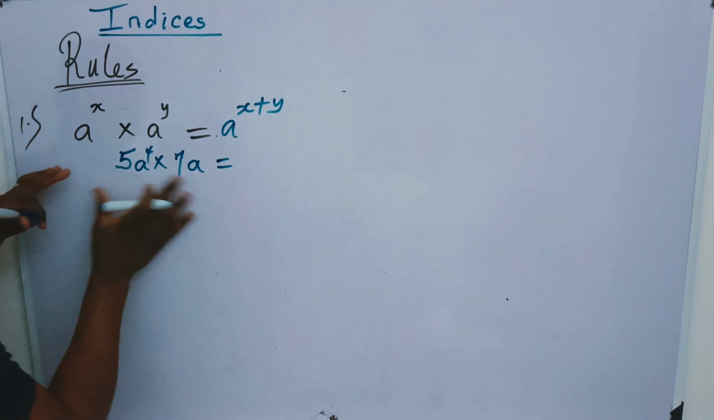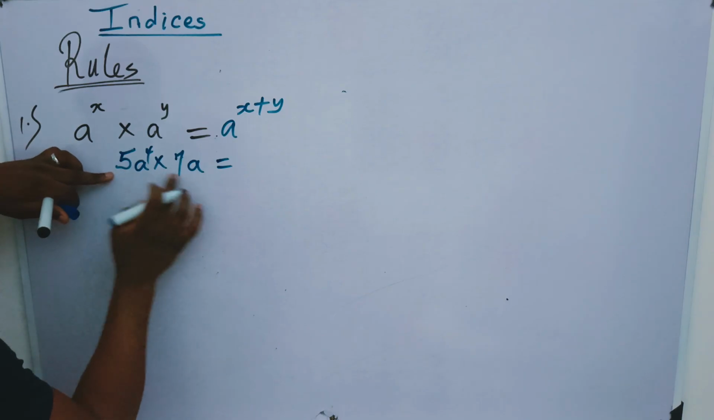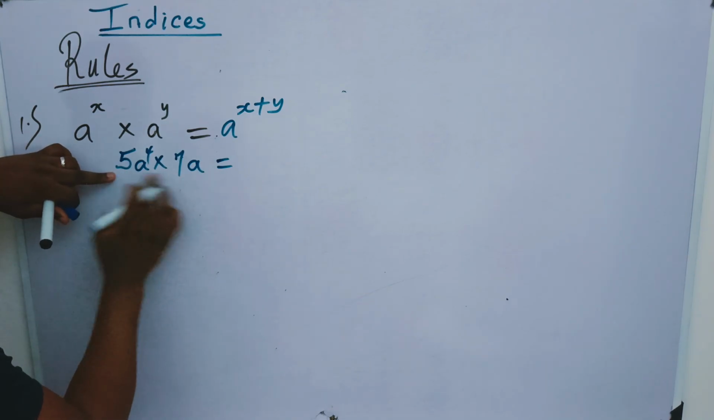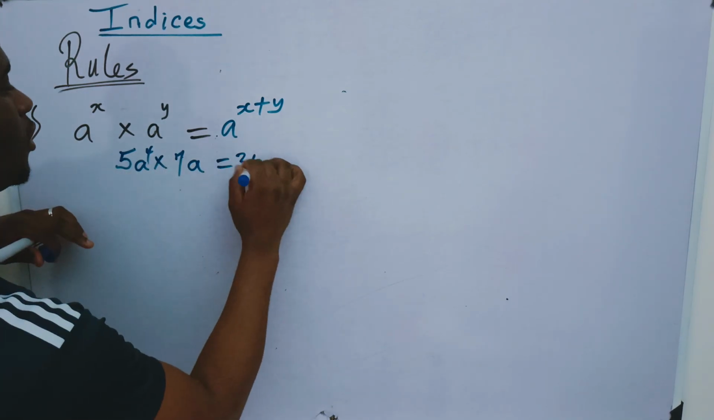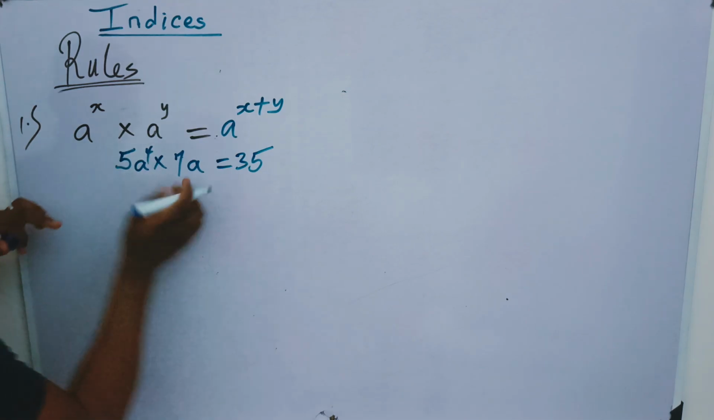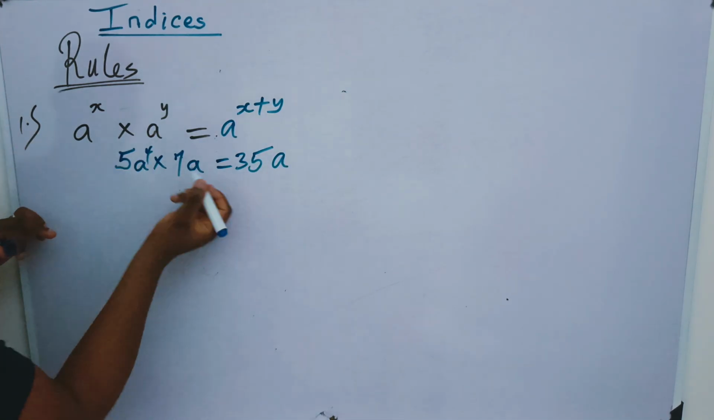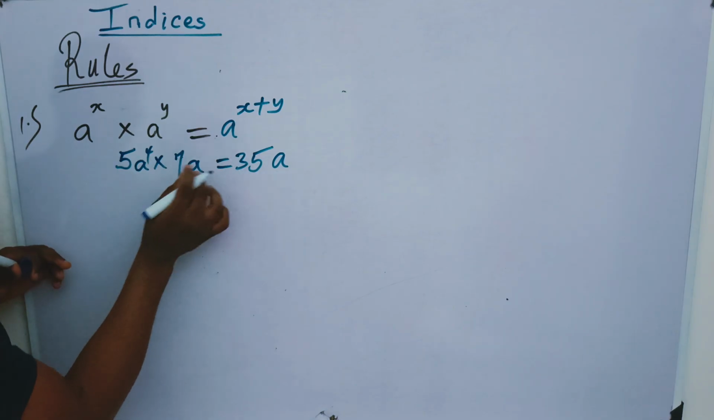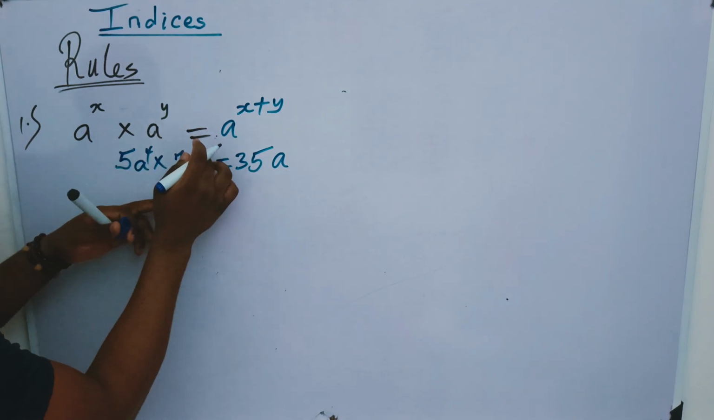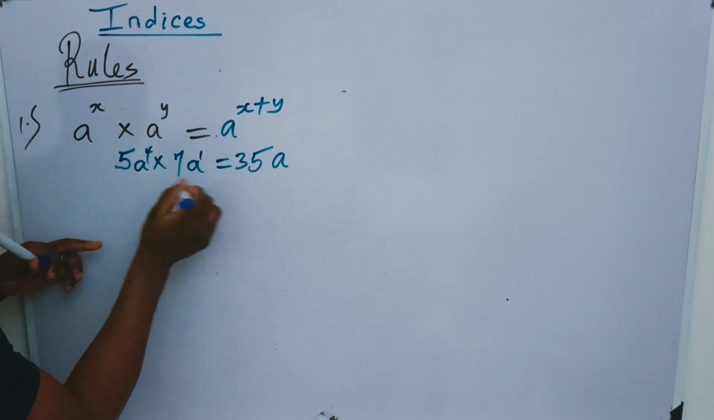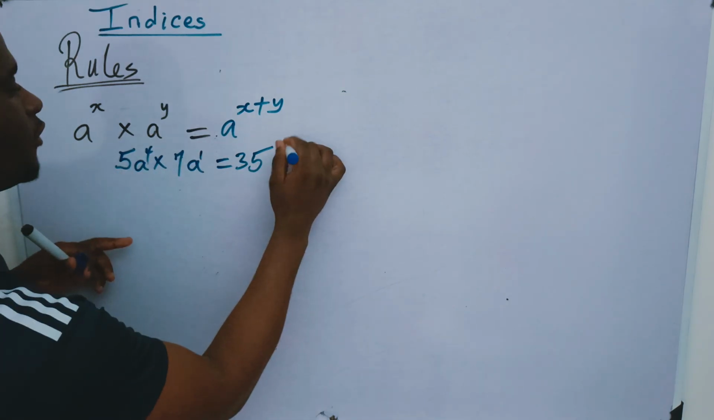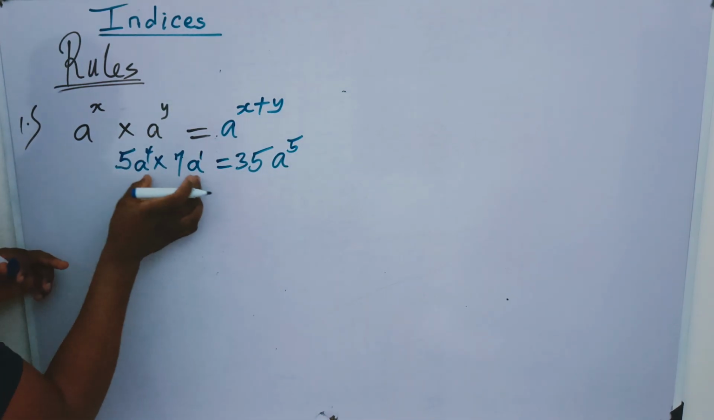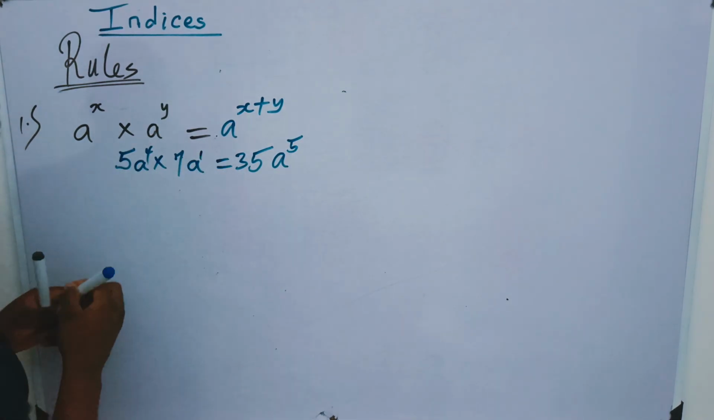Let me apply that here. I can operate the constants together, of course: 7 times 5 is 35. Then apply this law, pick one of the bases, a, then add up the power. Now you may think that a has no power. A does. When no power is written on top, it's just 1. So 4 plus 1 is 5. So this is 35a raised to the power of 5.